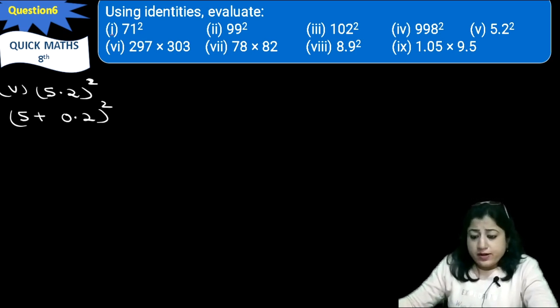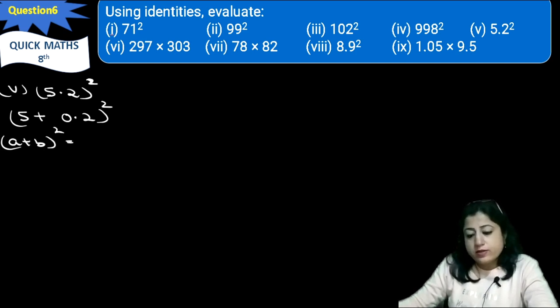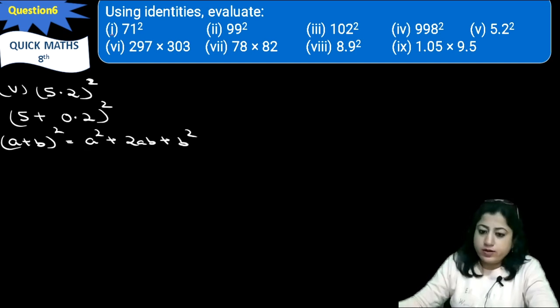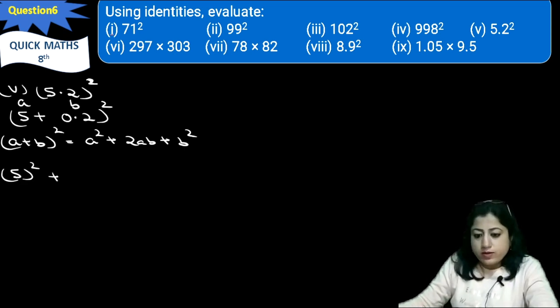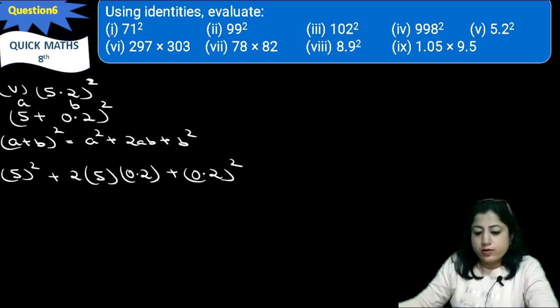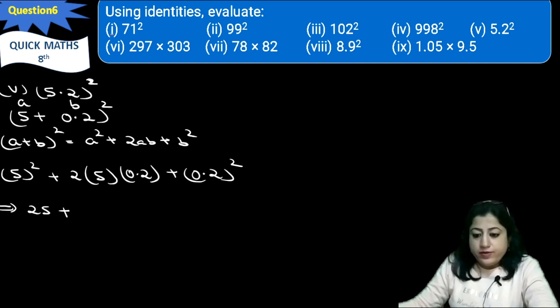Now, using the identity, which identity will we use? (a plus b) square, the first identity, is equal to a square plus 2ab plus b square. Here this is a and this is b. Now a square is 5 square, plus 2ab, 2 into 5 into 0.2, plus b square, 0.2 square. So it will be 25 plus 2 times 5 is 10, 10 times 2 is 20, with 1 place of decimal.